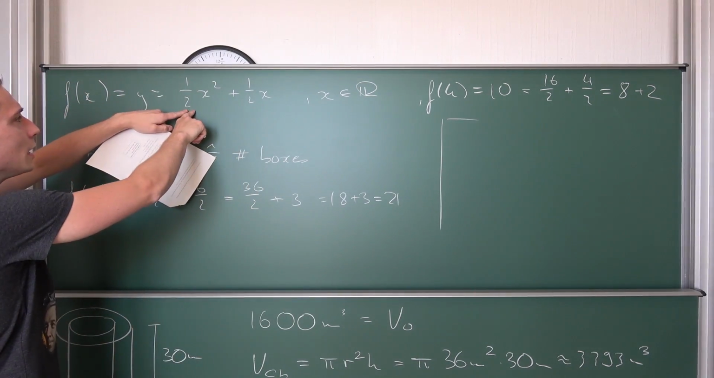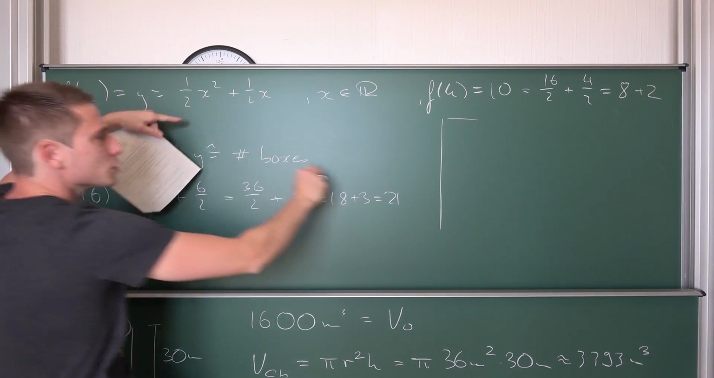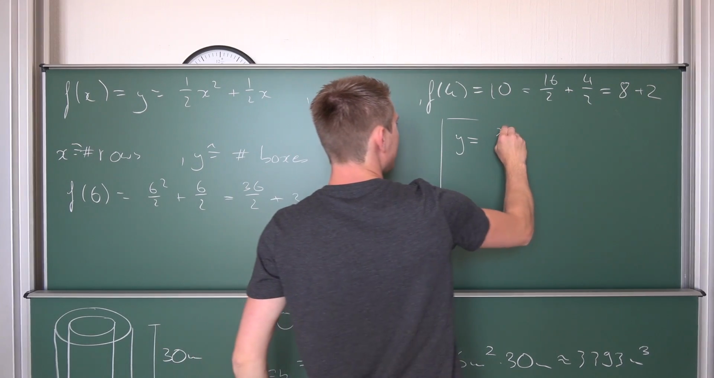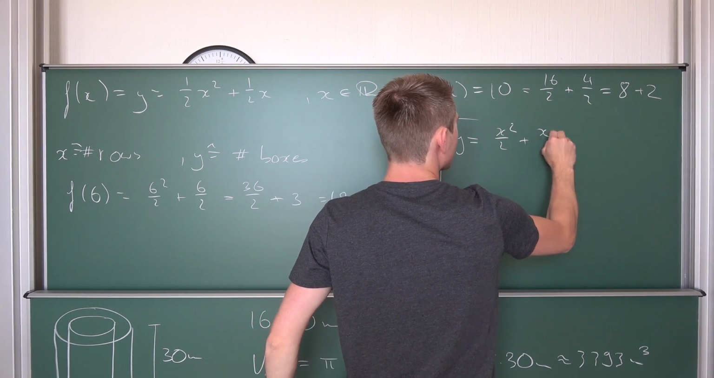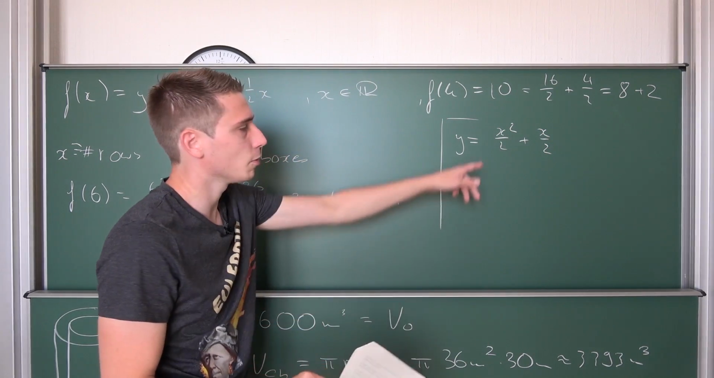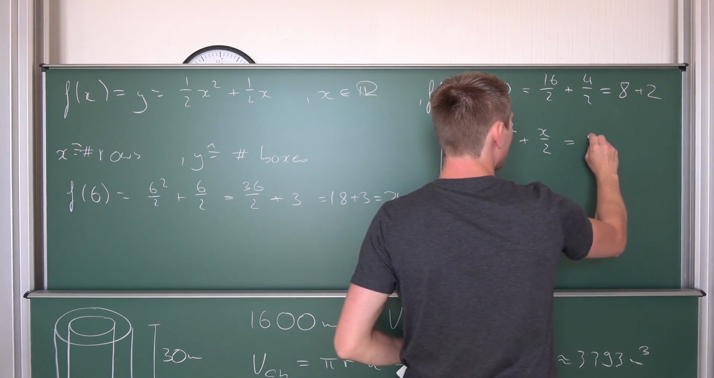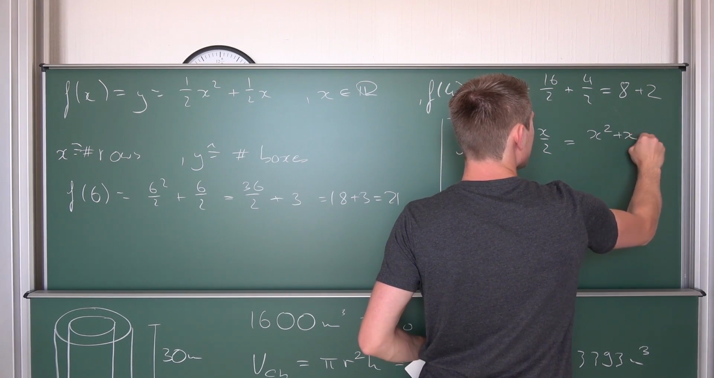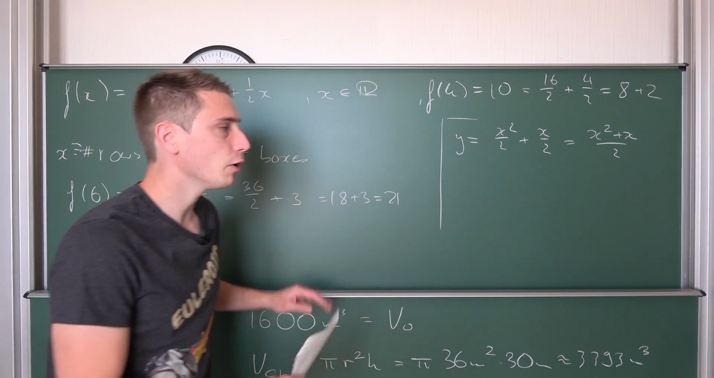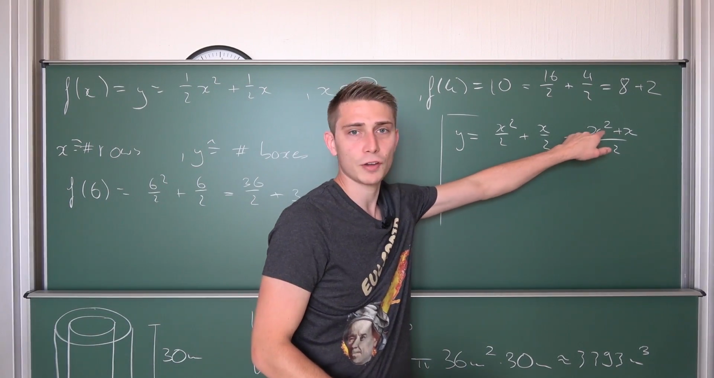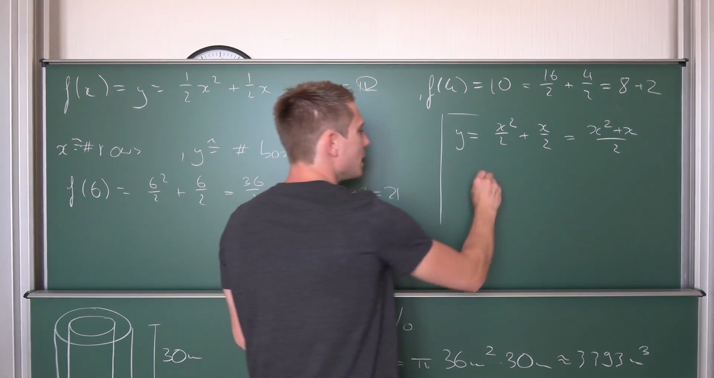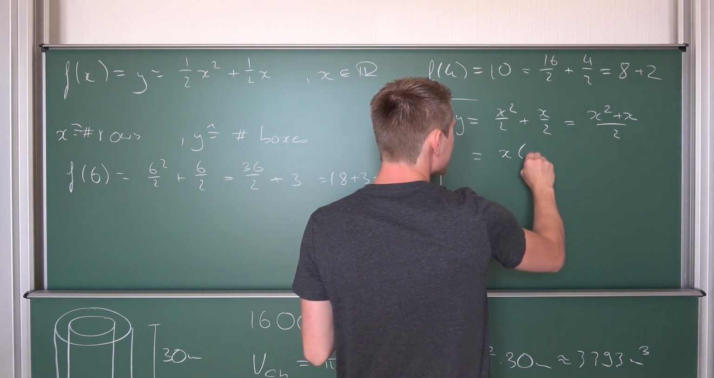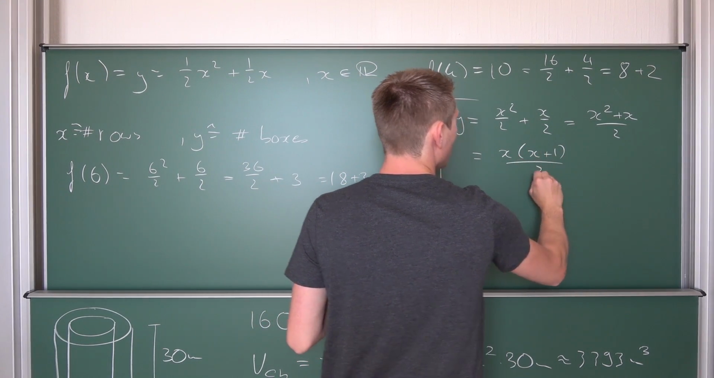So if we take a look, we are going to have x squared over 2, so y is equal to x squared over 2 plus x over 2, and you can see that we have a common denominator of 2. So let us bring this together. We are going to have x squared plus x over 2. And you now might notice that we have a common factor of x on both of these terms, meaning y is actually nothing but x times x plus 1 over 2.